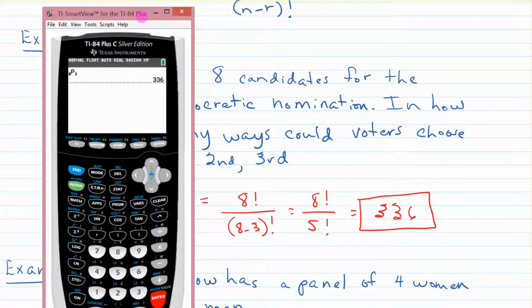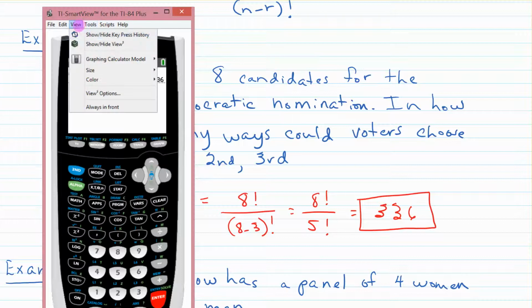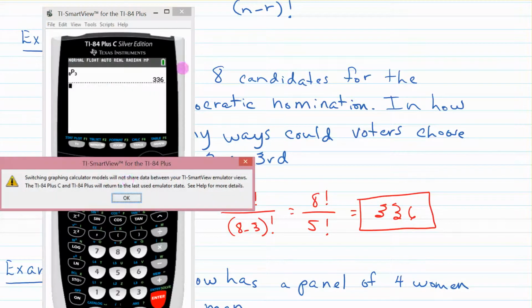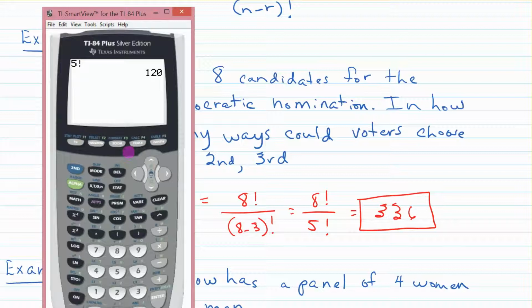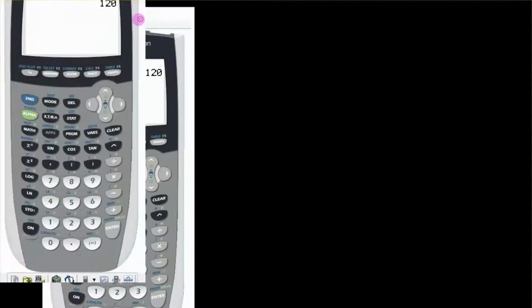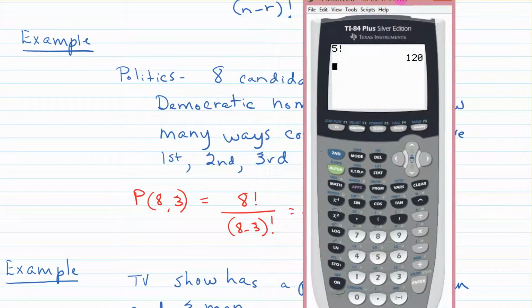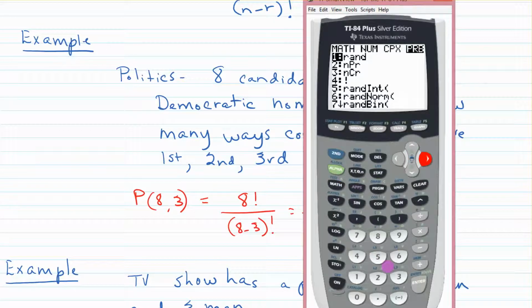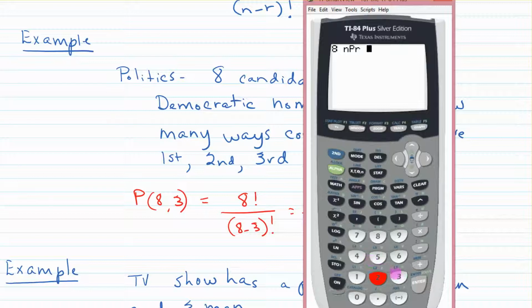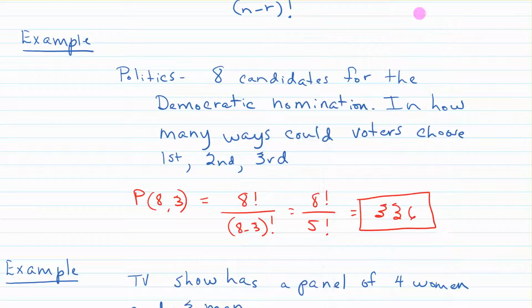If you have the older style calculator, it looks a little different, so let's look at that. With this, you have to put your first number in first. So we'll put in 8, then go to math, over to probability, and choose number 2. So you're saying 8 nPr, then you hit your 3. You do it a little bit differently, and you still get that. So either way, you are able to use your calculator. All right, another example.